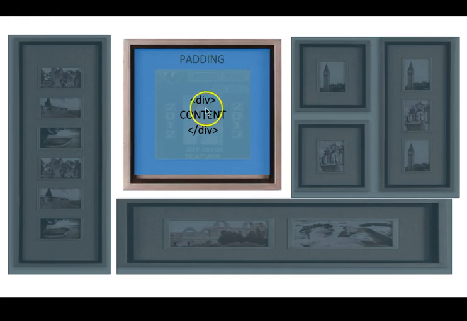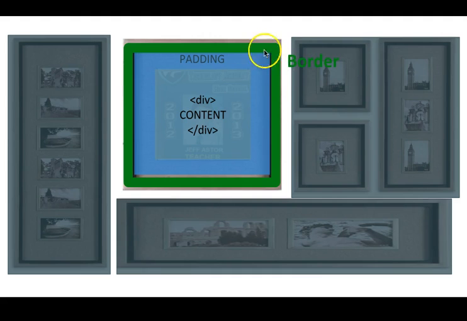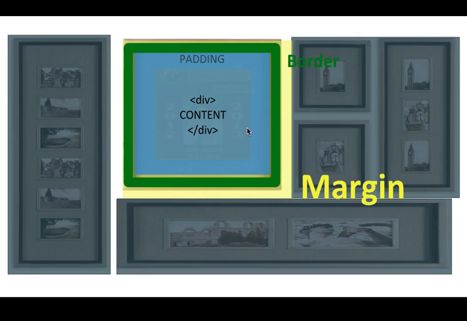Directly around the content, we have something called padding. Right around that, we have something called the border. And around the border, we have the margin. Now, the way you could think about each one of these things is this. The content is what goes inside the box. The border surrounds the box, and the padding is the space between the content and the border. And then right outside that is something called the margin. And the margin separates other things from each other.